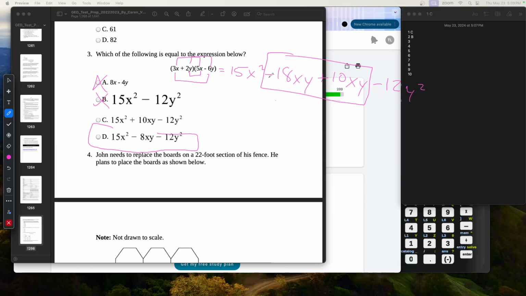And here, hopefully you know this, you can't add x squareds to y squareds, you can't add xy's to x squareds, but definitely you can add xy's to xy's, right? And here, -18xy plus 10xy is definitely -8xy. The 15x squared stays the same, the -12y squared stays the same, giving us exactly answer choice D, right? Not bad.